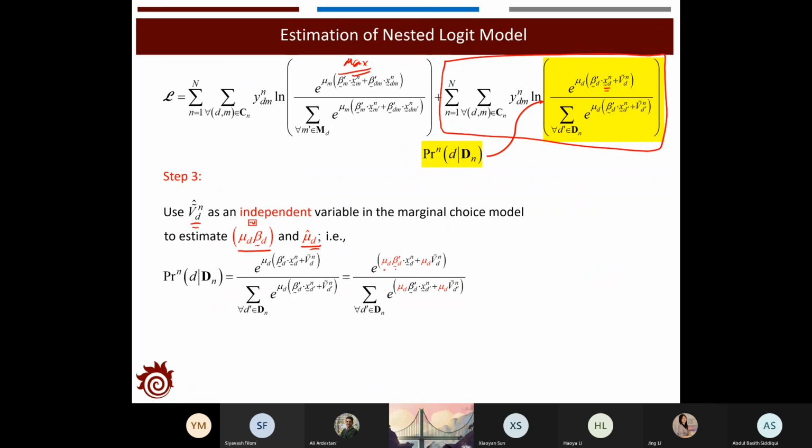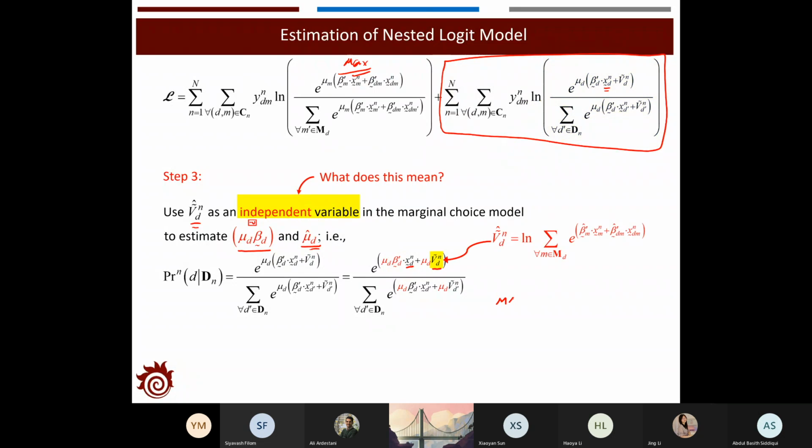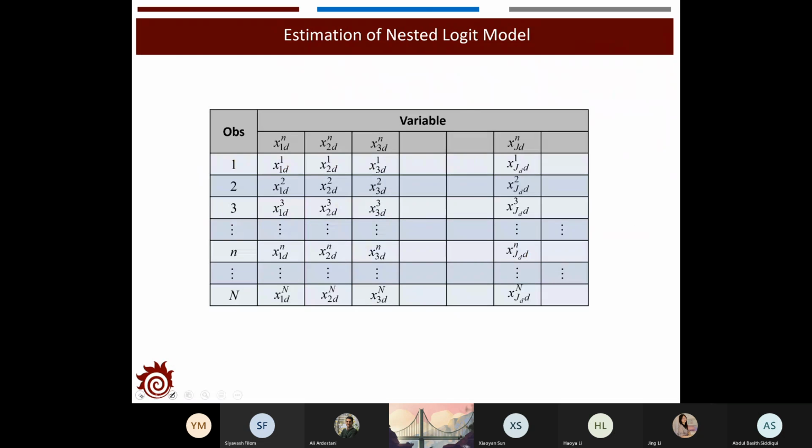In this equation, you know what's the value of xd. You also have already estimated the value of the Vd tilde, and then you can apply the same thing as the multinomial logit model to find out what's the value of mu d times beta d, and the mu d. And with that, you know what's the value of mu d and what's the value of beta d. So that's the process for you to get the parameters in the second component.